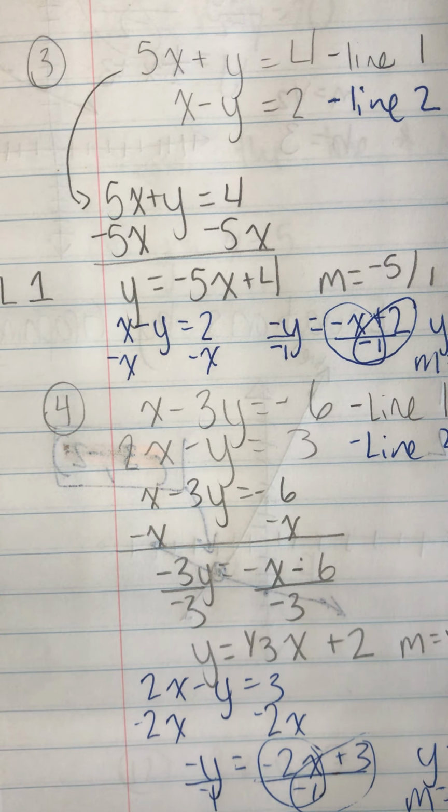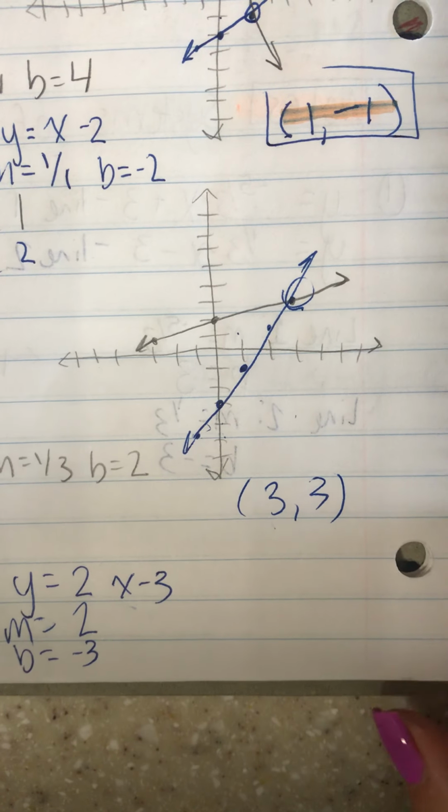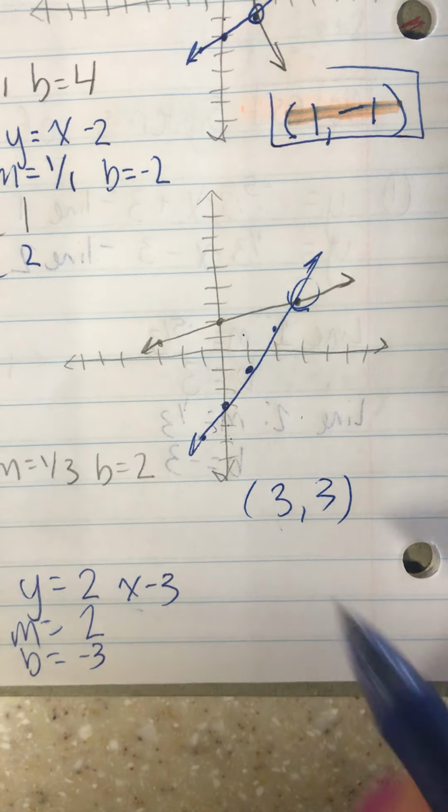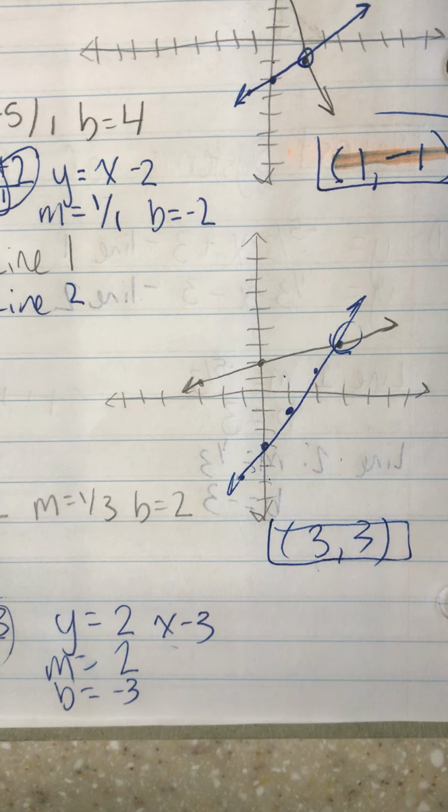Okay, we have completed this lesson. You should have got 3 for that intersection point. Now you may turn your notes in and you may complete the exit ticket. Good luck.